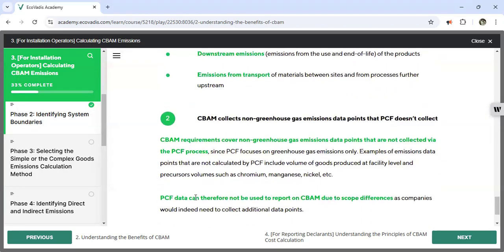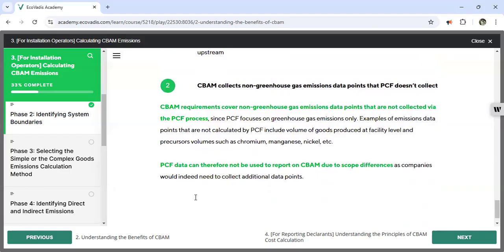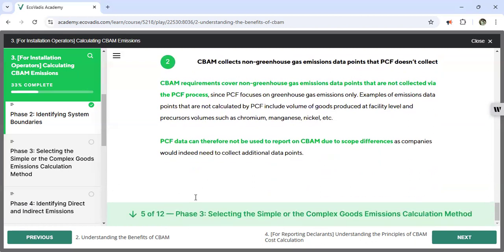2. CBAM collects non-greenhouse gas emissions data points that PCF doesn't collect. CBAM requirements cover non-greenhouse gas emissions data points that are not collected via the PCF process, since PCF focuses on greenhouse gas emissions only. Examples of data points that are not calculated by PCF include volume of goods produced at facility level and precursor volumes such as chromium, manganese, nickel, etc. PCF data can therefore not be used to report on CBAM due to scope differences, as companies would need to collect additional data points.